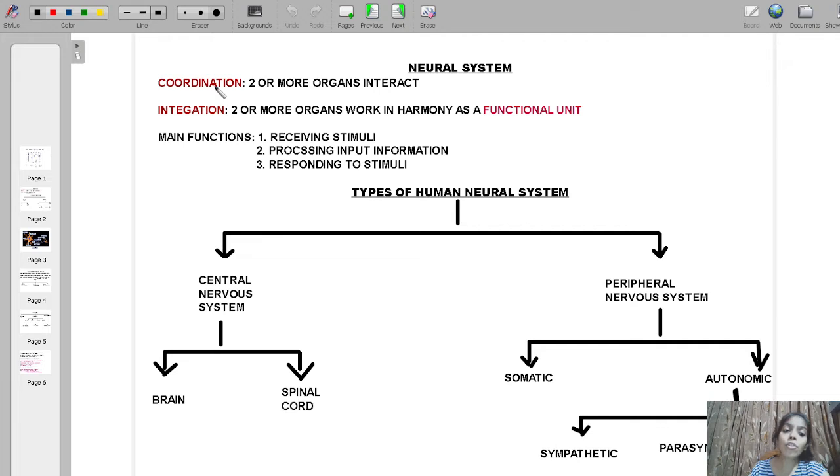So the main functions of nervous system: receiving the stimulus, or stimuli, this is the plural form. Then after receiving the stimulus, I am hungry, whether I'll have my food or I'll not have my food, that means the stimulus will be processed by my nervous system. So the stimulus is the input, and that input will be processed.